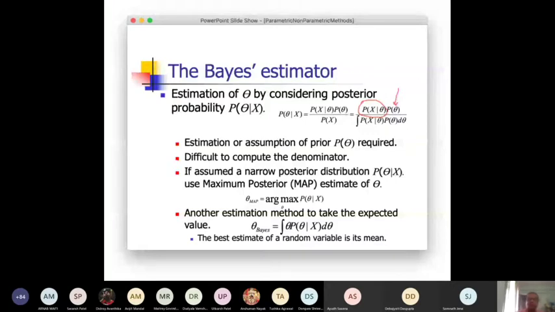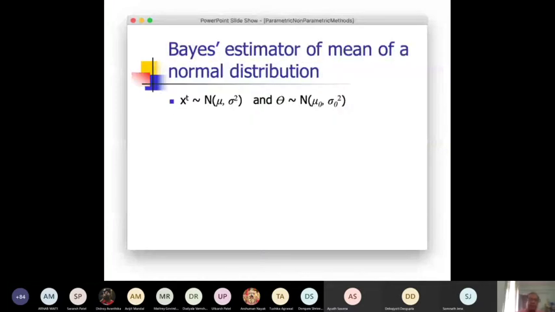Now let us take a typical example of how this Bayesian estimate of a parameter can be looked into, if I consider a single dimensional random variable with a Gaussian probability density function as its distribution.